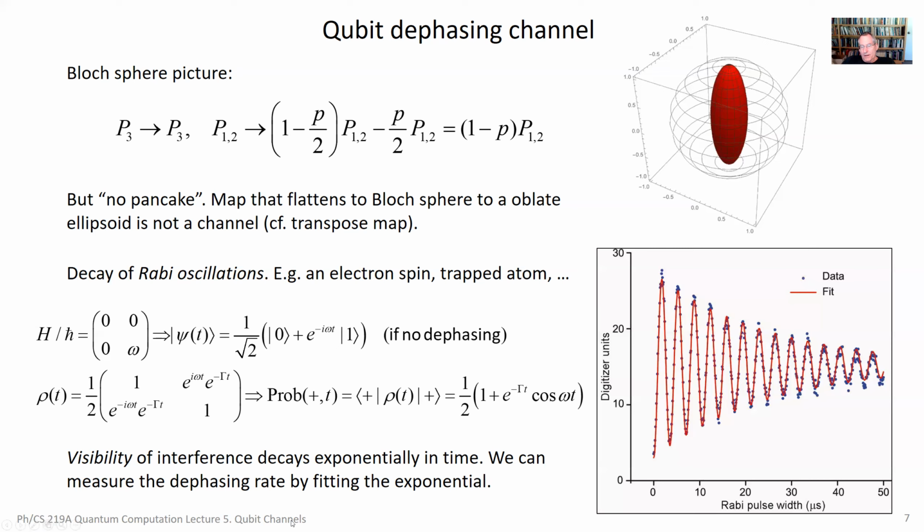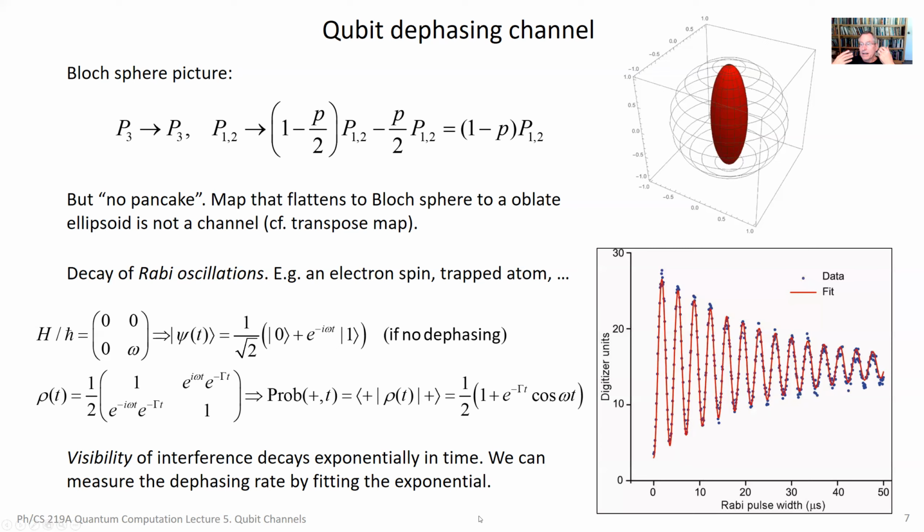So we wind up with, up to the normalization factor, 1 plus the exponential decay times the cosine of omega t. So as time passes, the probability of getting the outcome plus will oscillate in time, but it will also be modulated by an exponential decay factor. And so I could measure that.